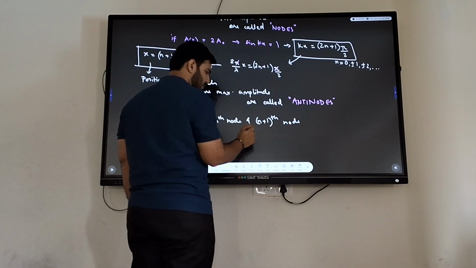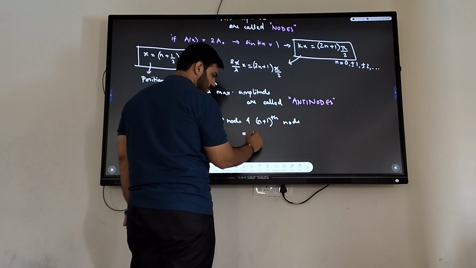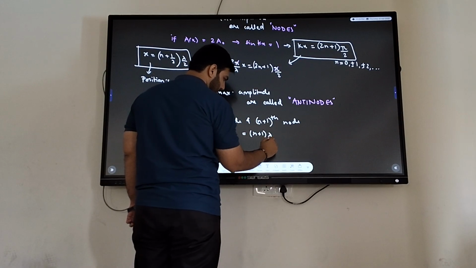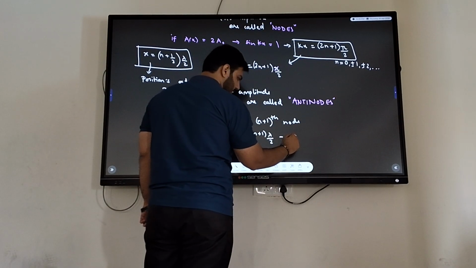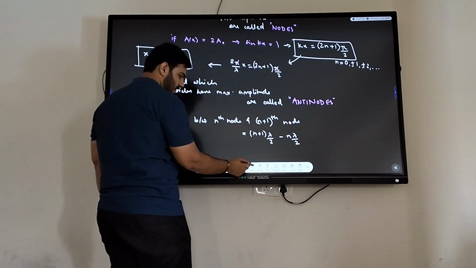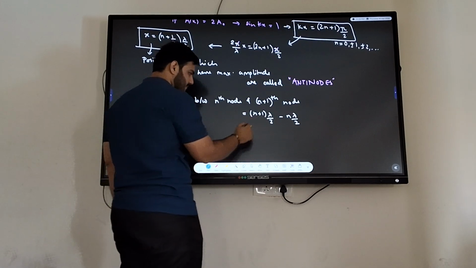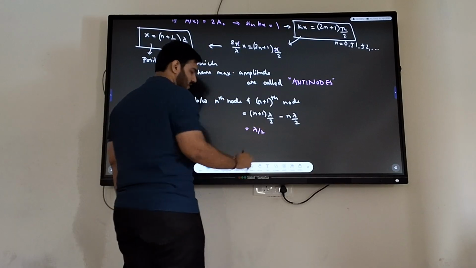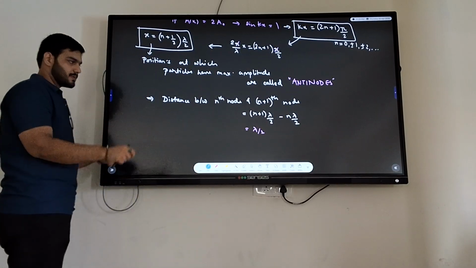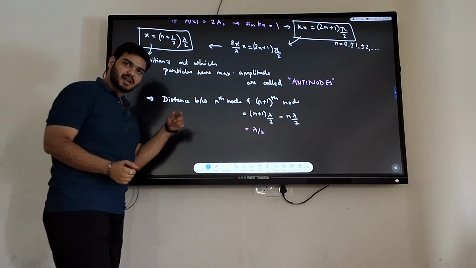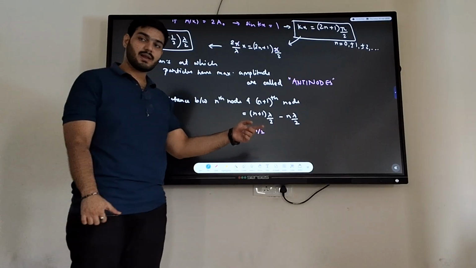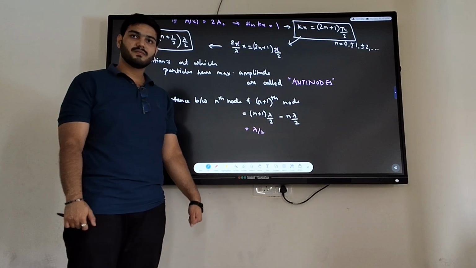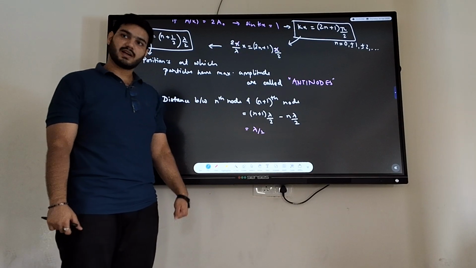What is that? Nth node, n plus 1th node का वेट कितना आएगा? n plus 1 lambda by 2. और nth node का कितना आएगा? n lambda by 2. तो ये कैंसिल होएगा क्या कुछ? हाँ? And what do you get at the end? Lambda by 2. There's a distance of lambda by 2. What about the distance between nth antinode and n plus 1th antinode? Lambda by 2. Again lambda by 2.